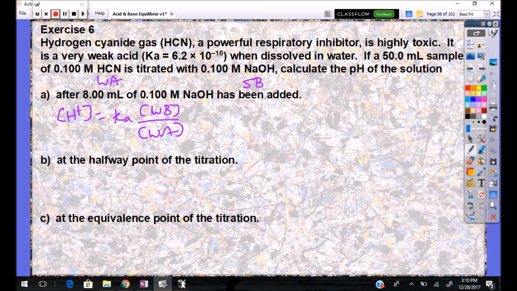The second part, halfway point, that's not our equivalence point, but the half equivalence point, right? What we just talked about on our graphs, pH is equal to the pKa there. So that's something I know you're able to solve. And then the equivalence point, we're going to have to come to this one together in a second. Go ahead and do A and B. So A, what is my pH after 8 milliliters of 0.1 molar NaOH has been added?